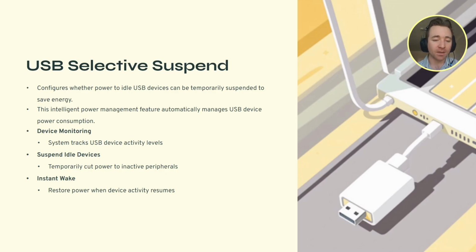So it tracks USB device activity levels and it suspends idle devices. So if they're inactive, it will cut power to them and restore power when the device activity resumes. Okay, so that is what USB selective suspend does.